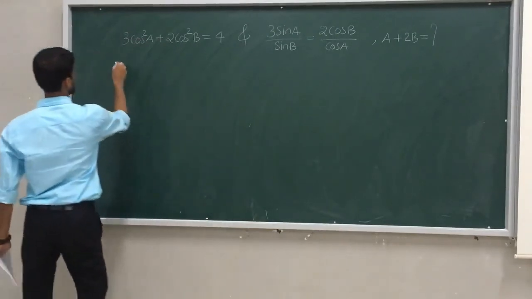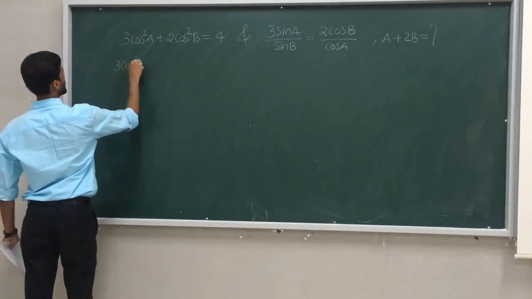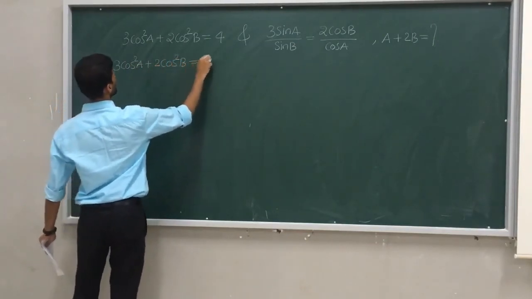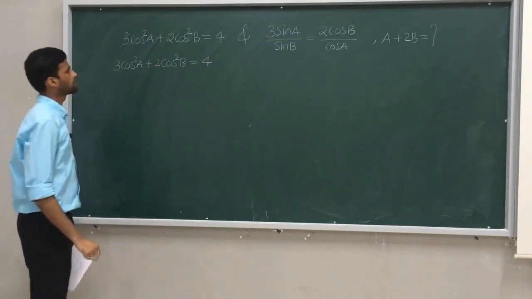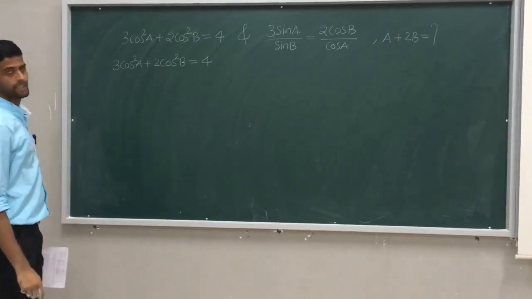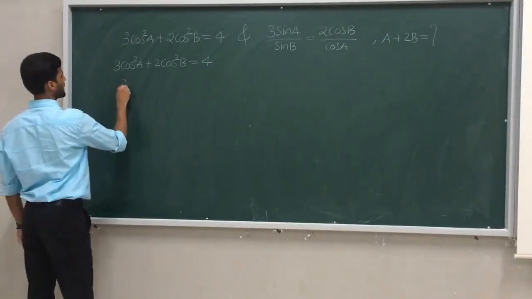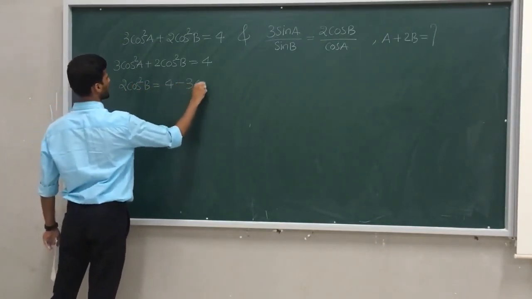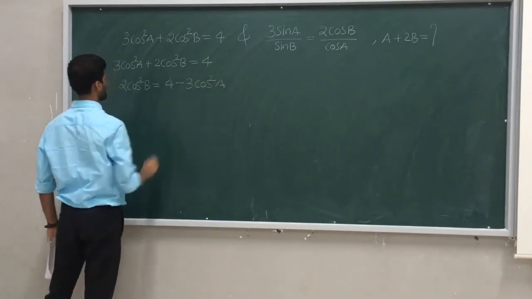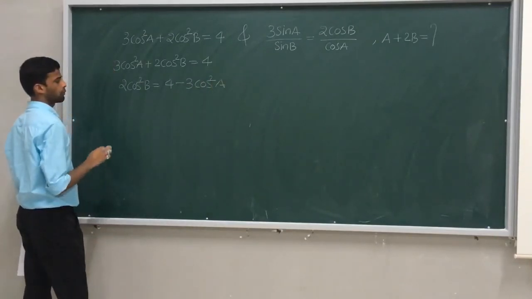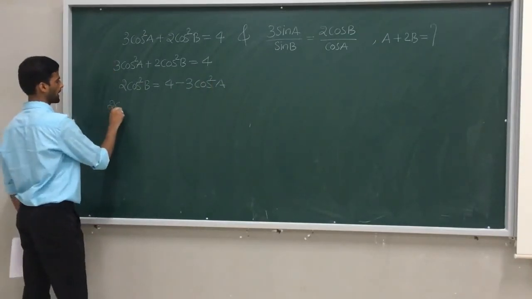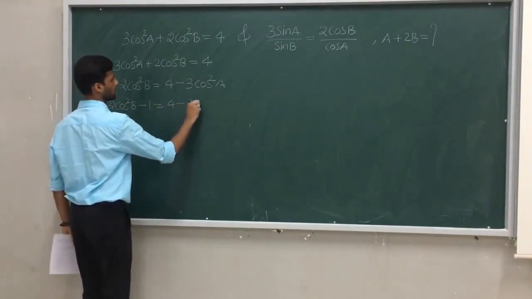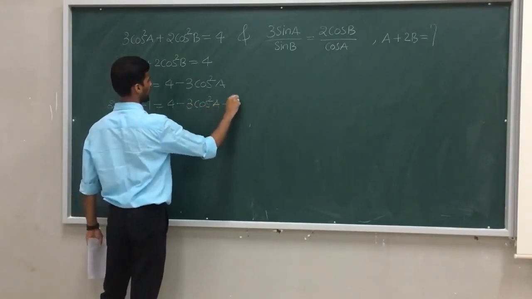If A and B are positive acute angles, I will consider this particular expression, that is 3 cos square A plus 2 cos square B is equal to 4. I'll write this as 2 cos square B is equal to 4 minus 3 cos square A. Now I will subtract 1 on both sides. 2 cos square B minus 1 is equal to 4 minus 3 cos square A minus 1.